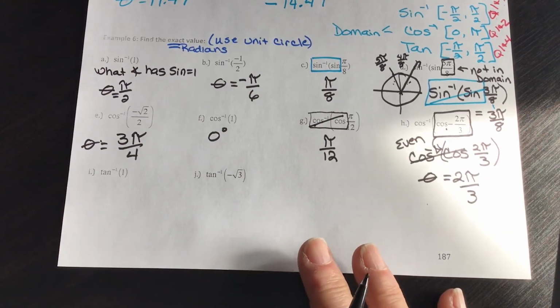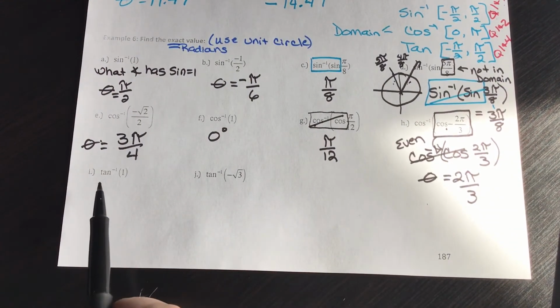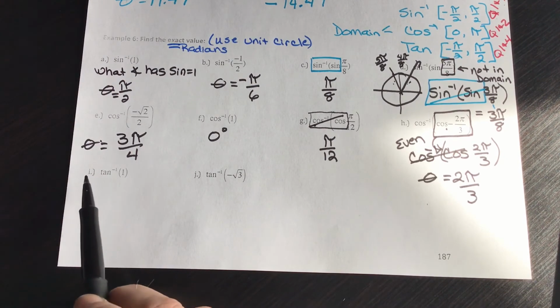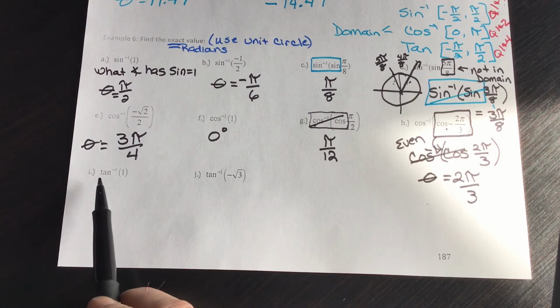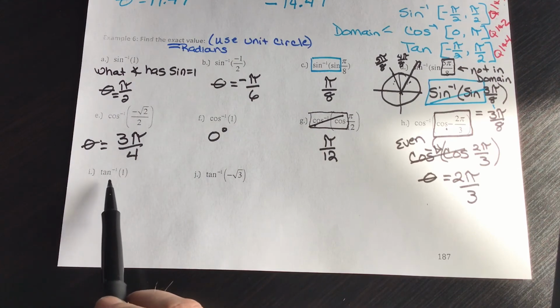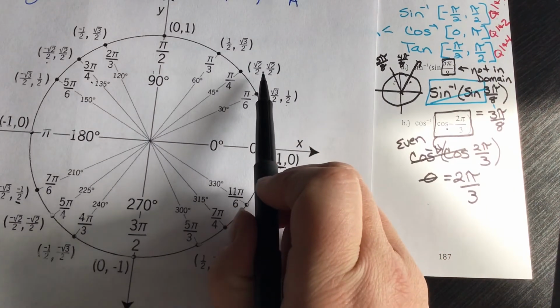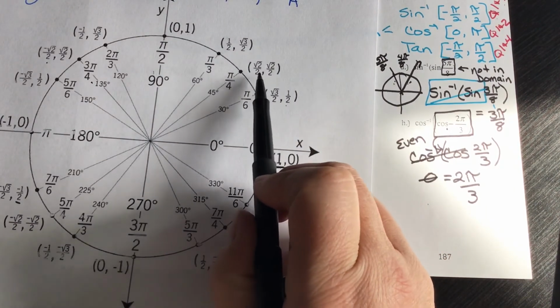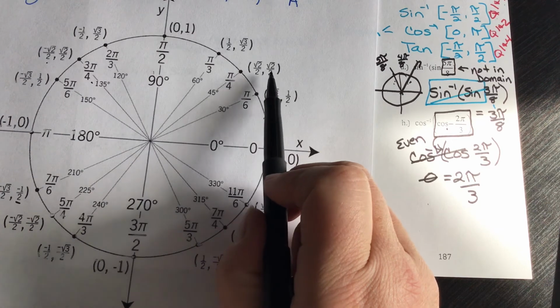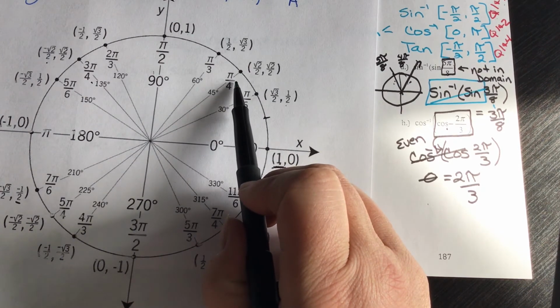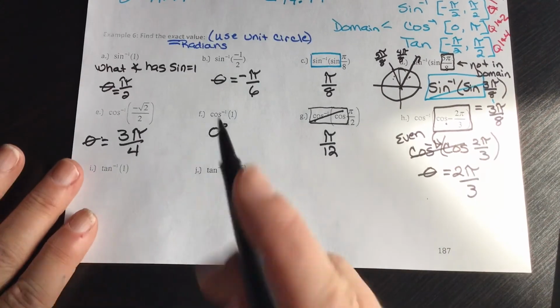Part I, I'm looking for a value of tangent being 1. So that means I have the same number for sine and cosine, and that happens at pi over 4. So if my tangent is 1, I have to have sine and cosine be the same, so the angle that happens at is pi over 4.